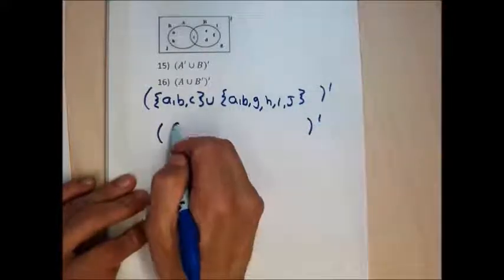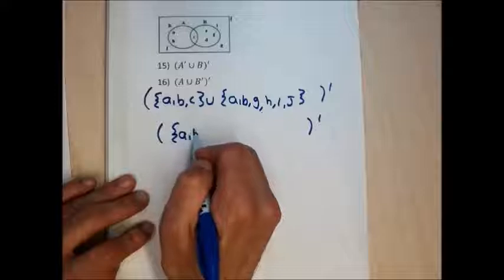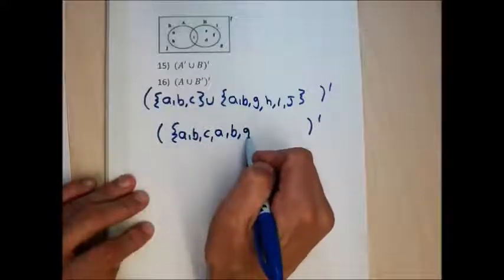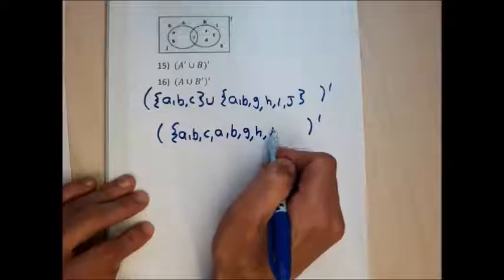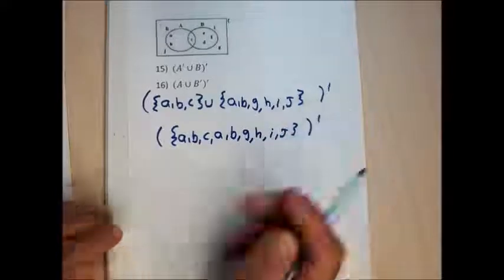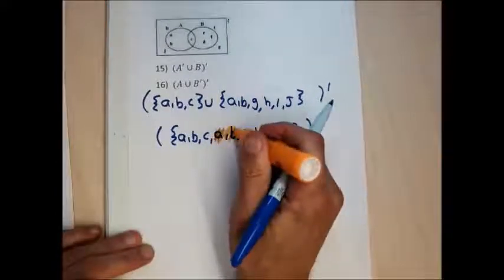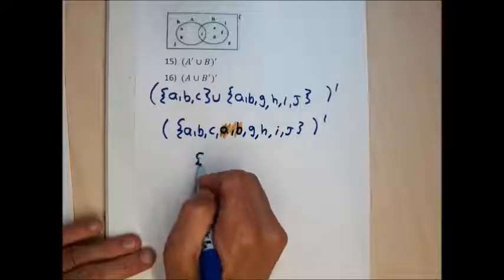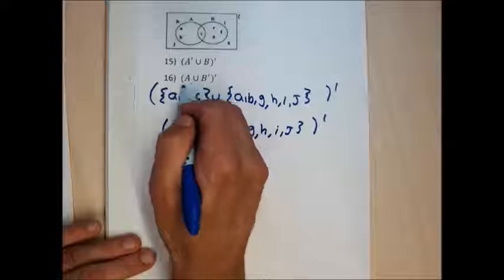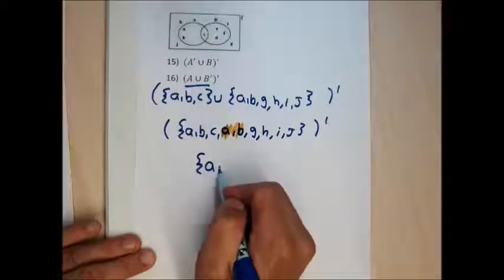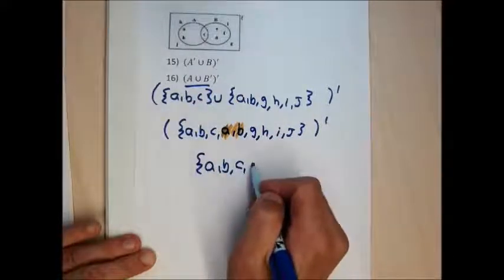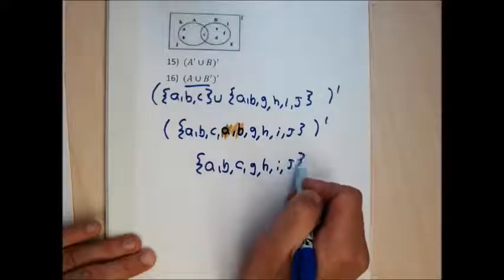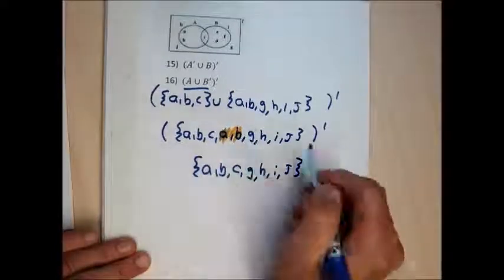And when I union two sets, I take all the elements of the first set, add to it all the elements of the second set, and then I get rid of any duplication. Don't need two A's and two B's. So this set right here, the A union B complement, is A, B, C, G, H, I, and J. So that's the inside of the parentheses.